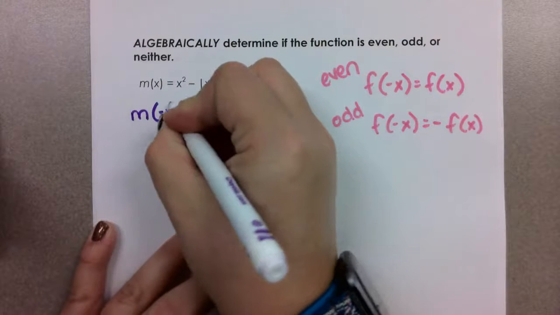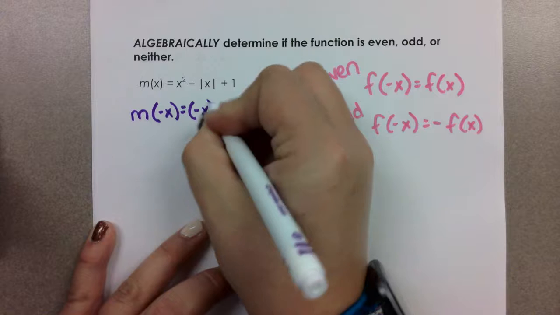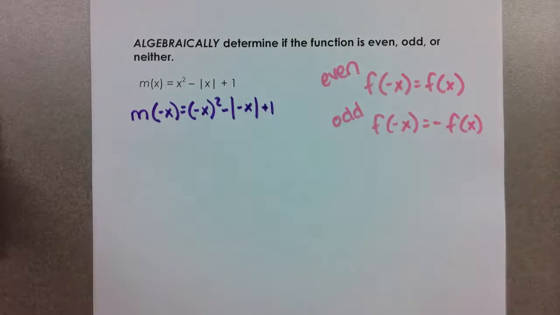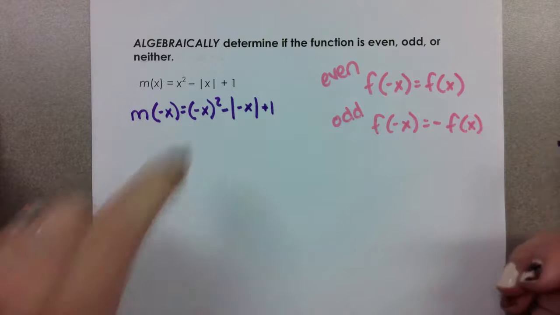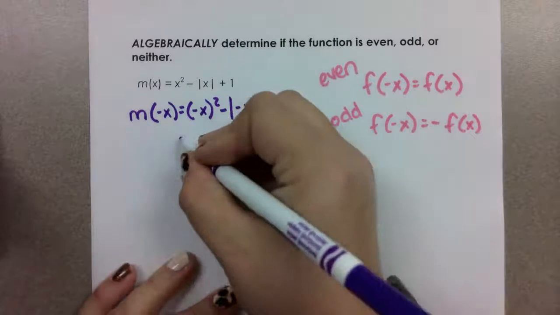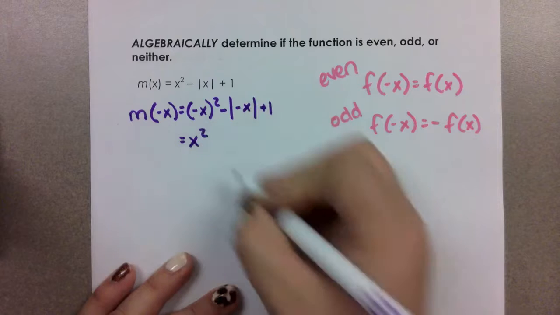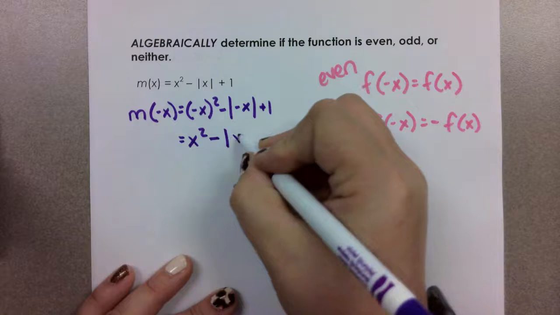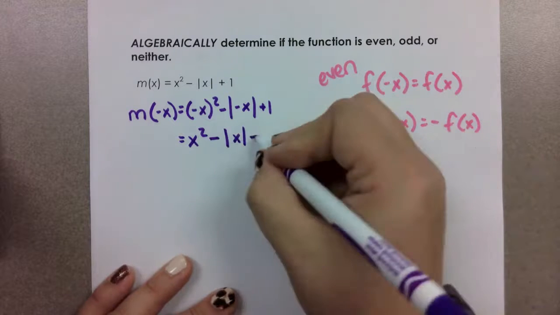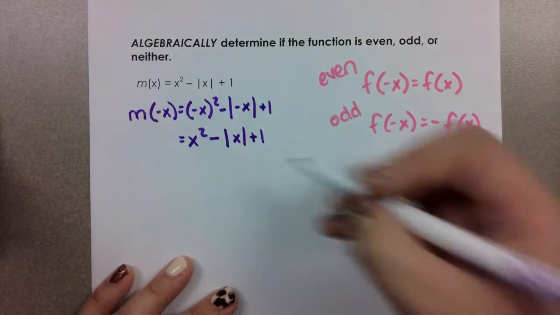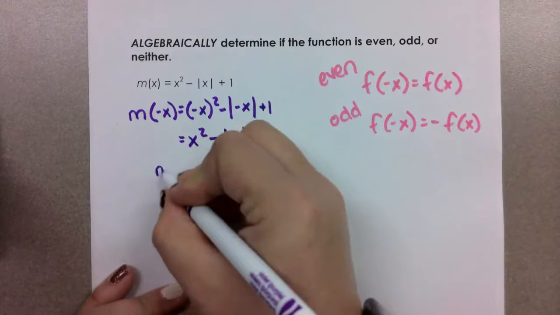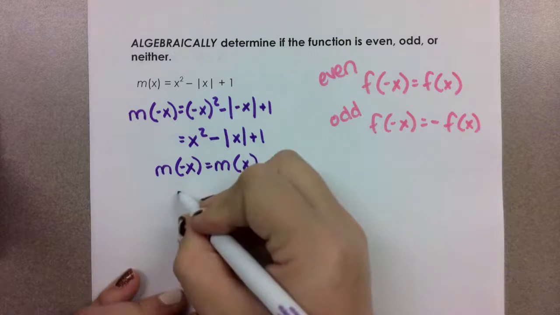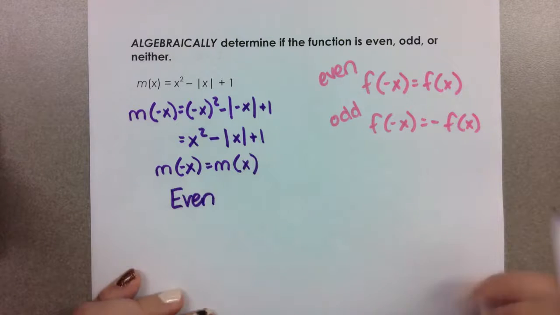M of negative x equals negative x squared minus the absolute value of negative x plus 1. Well, when I square a negative, it comes out positive. So negative x squared is exactly the same as x squared. Minus, well, the absolute value of a negative comes out positive, so that's just the absolute value of x plus 1. Well, that's exactly the same as my original function. So m of negative x was the same thing as m of x. That means this function is even.